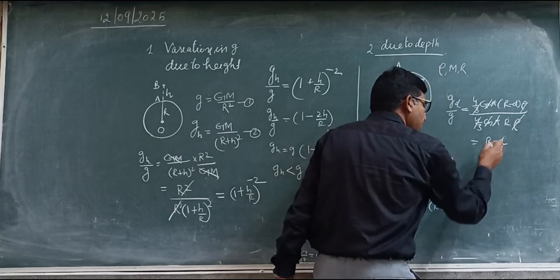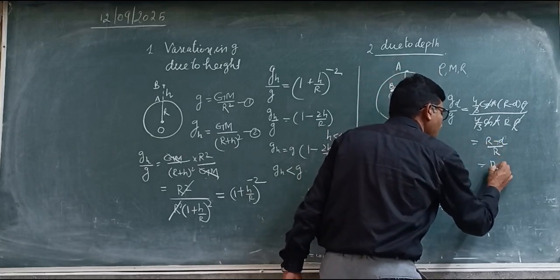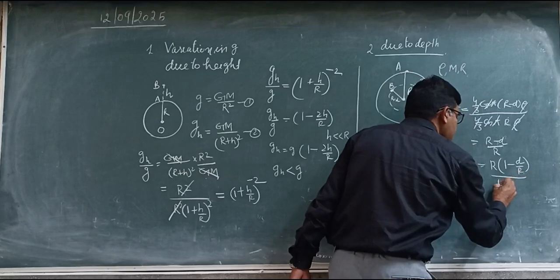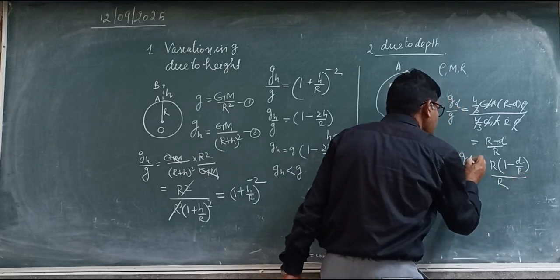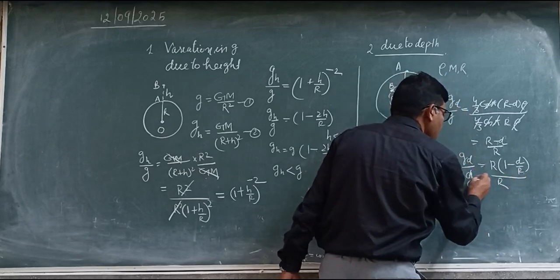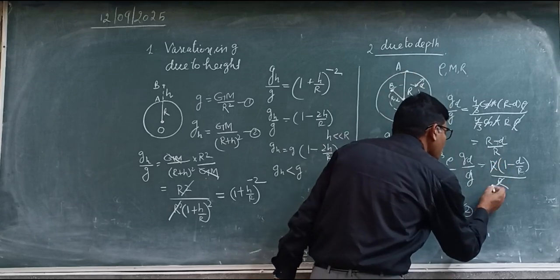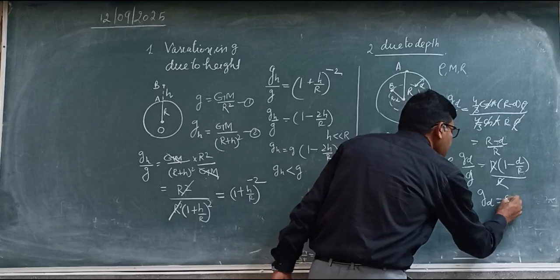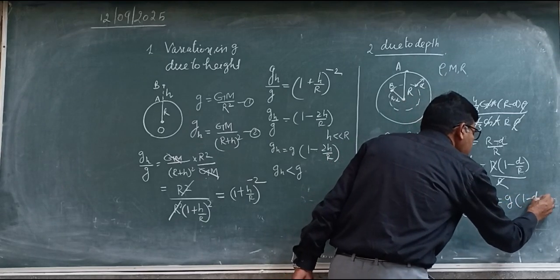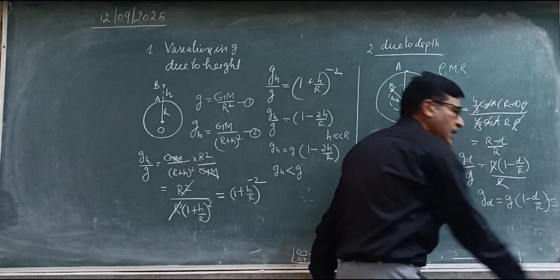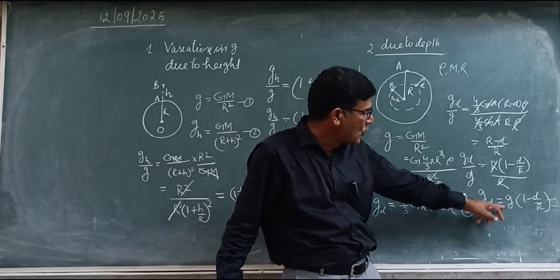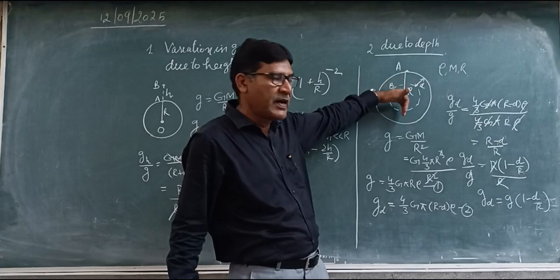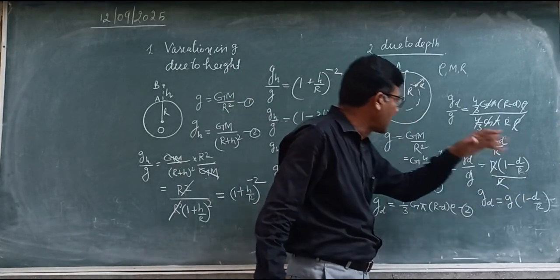So r can be taken outside in the numerator, r into 1 minus d upon r. And of course this is r. So this is gd upon g. This r gets cancelled. So it is very clear that gd is equal to g into 1 minus d upon r. That is, acceleration due to gravity goes on decreasing as the object is taken inside the earth.